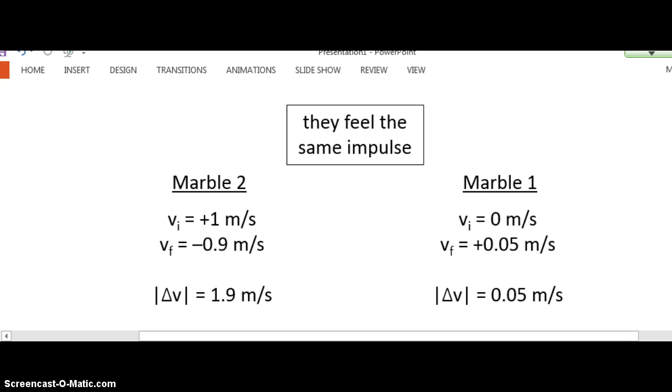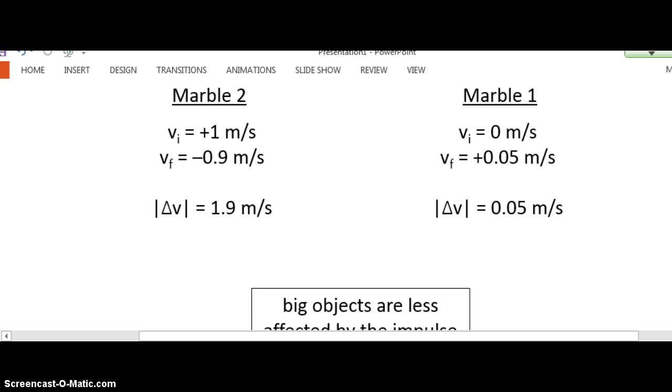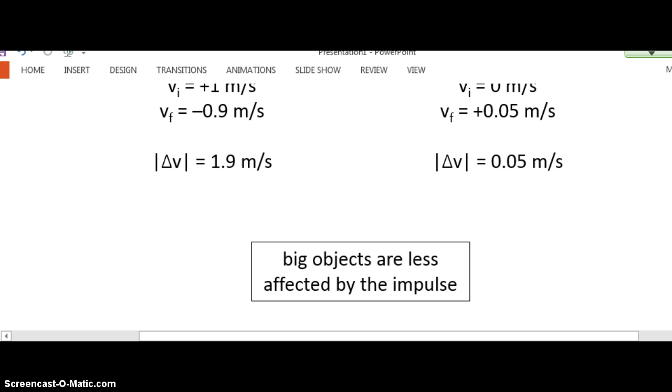On the other hand, the really big, massive marble 1 started at rest, and it was barely nudged at all. Only 0.05 meters per second was its final velocity. The difference between 0 and 0.05 is 0.05 meters per second. Marble 1 had a big mass, marble 2 had a little mass. The bigger the mass, the less sensitive it is to a change in velocity, or the less sensitive it is to an impulse. In other words, big objects are less affected by the same impulse.